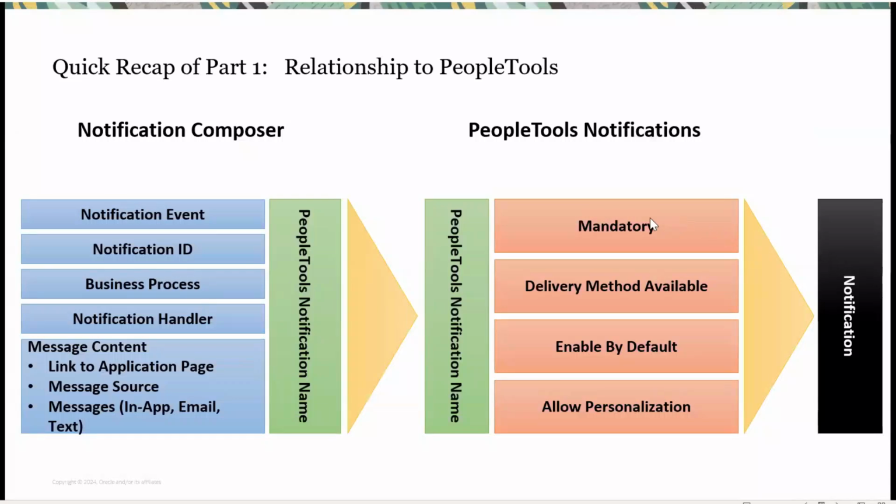Also, notification name is kind of the common theme between the two. That's what integrates the two in Notification Composer. We're going to dig into each one of these. You define certain parameters and aspects in Notification Composer. You specify notification name, and that's what hooks it up with PeopleTools. And the notification name has other attributes like whether the notification is mandatory, what the available delivery methods are, whether it's enabled by default, whether personalization is allowed, and then the notification is sent. So that's how all the different pieces hang together.